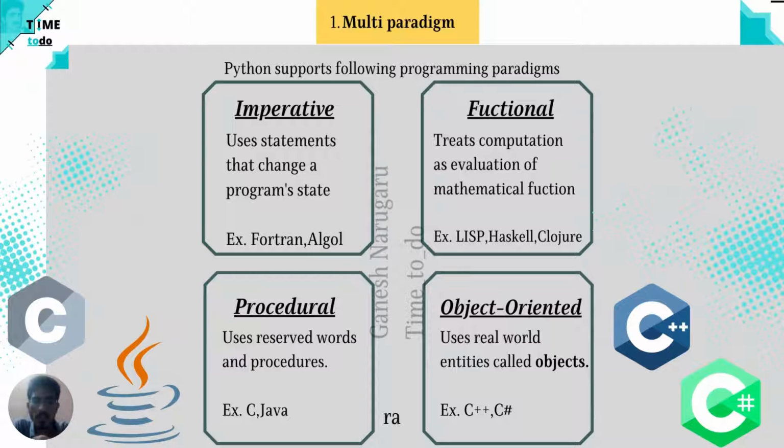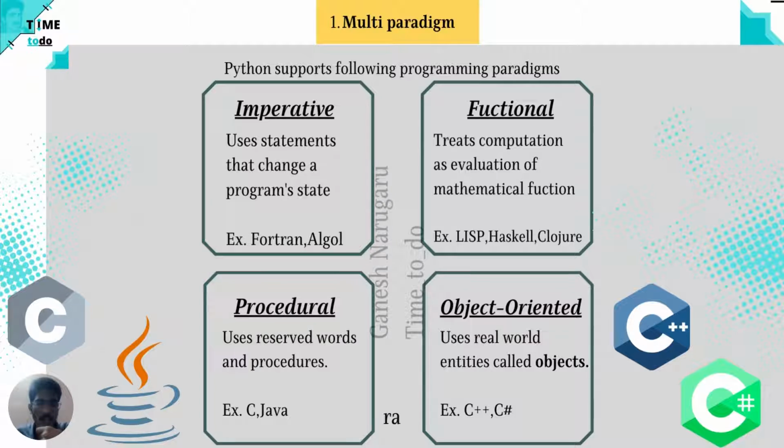Procedural uses reserved words and procedures, with a top-down approach, for example C, Java, which are very famous all over the world. And the most useful one is object-oriented, because in object-oriented we use real-world entities called objects, which make life easier because each performs a specific function, right?